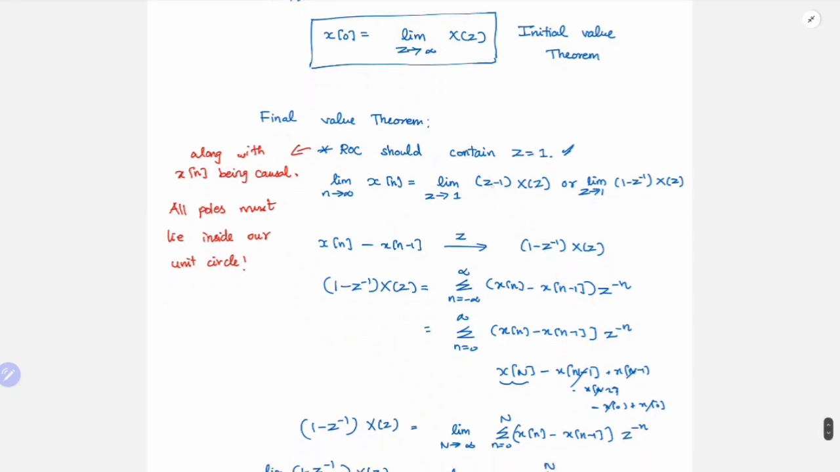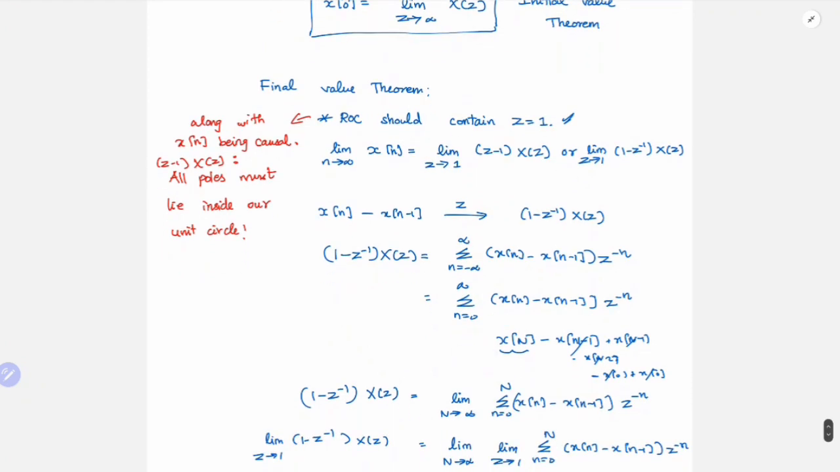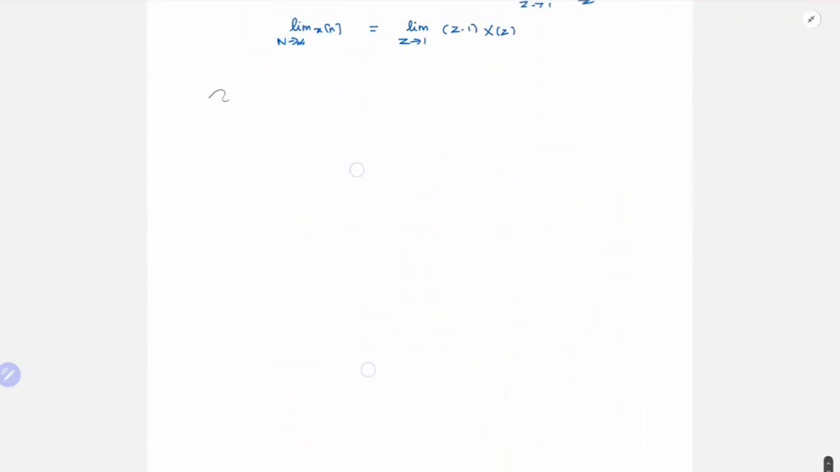And this one, z tends to 1, is for z minus 1 into x of z. So x of z into z minus 1. This ROC only we are concerned about, because that only we are tending z to 1. Okay, so you need to be careful which ROC you are seeing. X of z may not fall in this, but your z minus 1 into x of z must be able to evaluate at z equal to 1. So we want this requirement. Okay, so next let us look at our common z transform pairs.